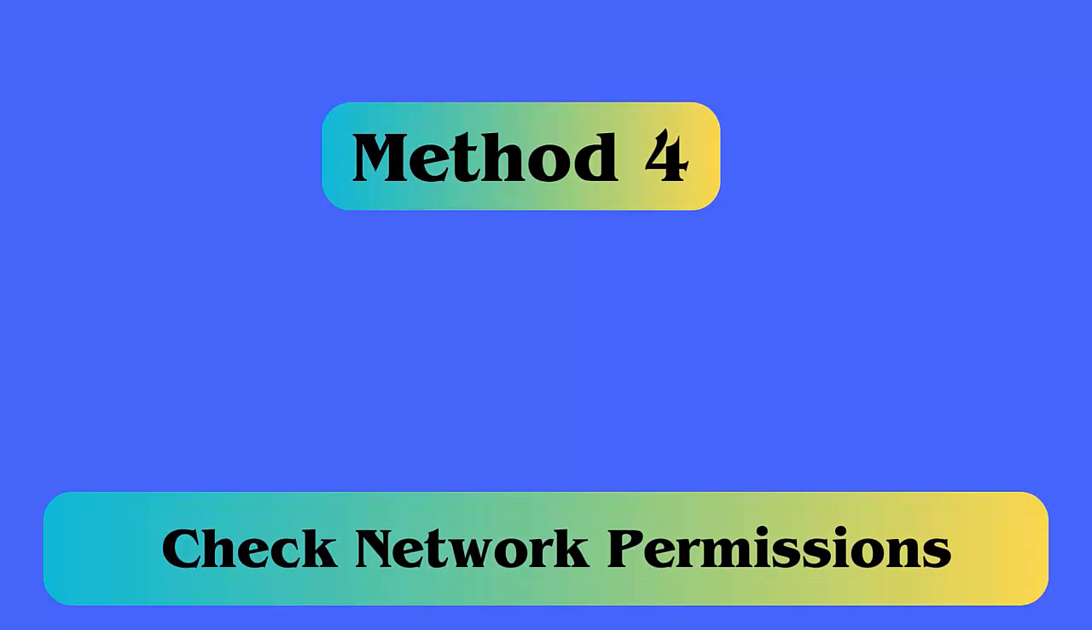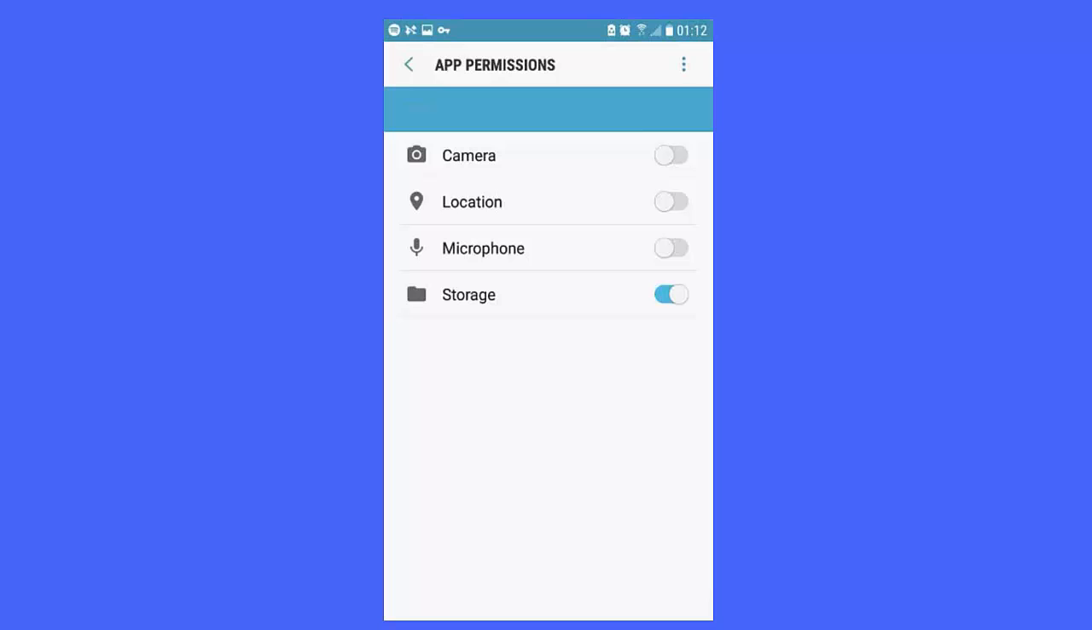Method 4. Check network permissions. Follow the steps. First, launch Safeway app on your phone. Now, click on three-line menu. Here, tap on Settings and Privacy. Next, choose Settings. After that, move down to Permissions. Here, check every option.